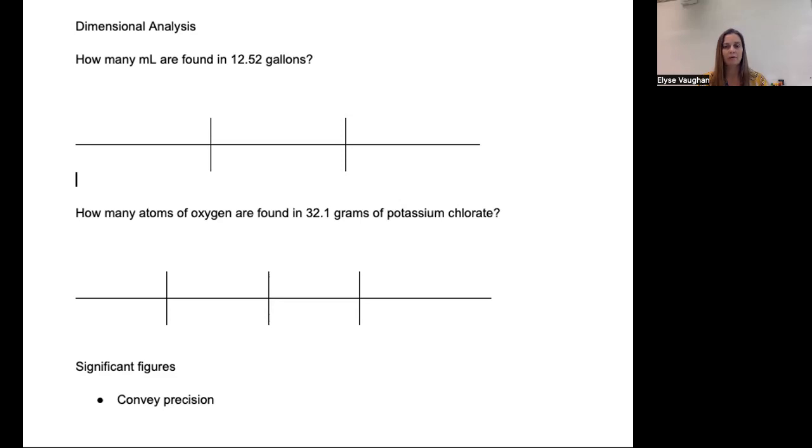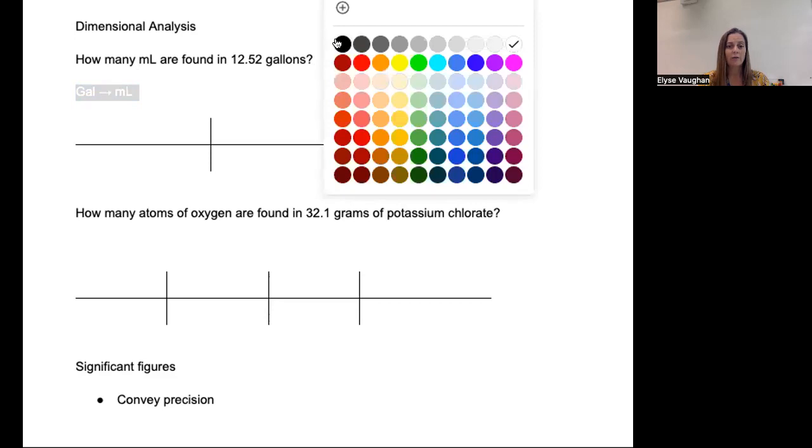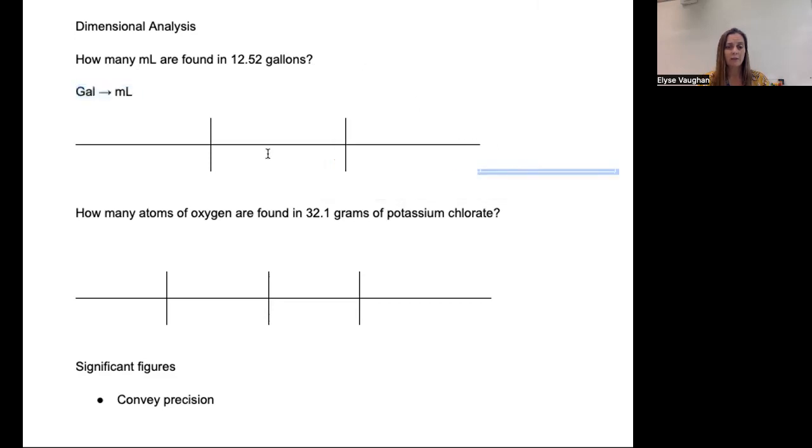And so that's really how conversion factors work. We multiply by a conversion factor to change from one unit to another without changing the value of the quantity that we're measuring. So anytime we're doing a dimensional analysis problem, we want to think about where we're starting and where we want to go. So our first question, super easy, says how many milliliters are found in 12.52 gallons? So where are we starting? With gallons. Where do we want to go? To milliliters. And so we're going to go from gallons to milliliters.